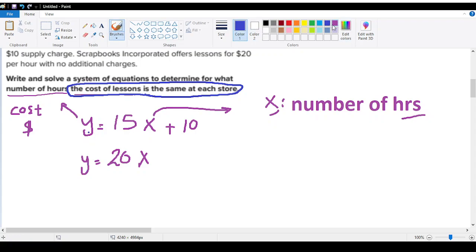So I'm going to say that 15x plus 10 should be equal to what? Should be equal to the cost of lessons. What should I write? The cost of the first one, look, he said let the cost be the same. So the cost of the first one should be equal to the cost of the second one. Yalla, equal 20x. Now, how to solve this system of equations?